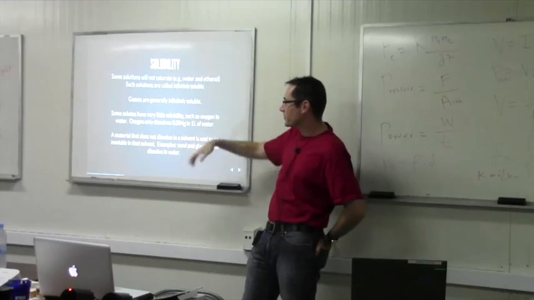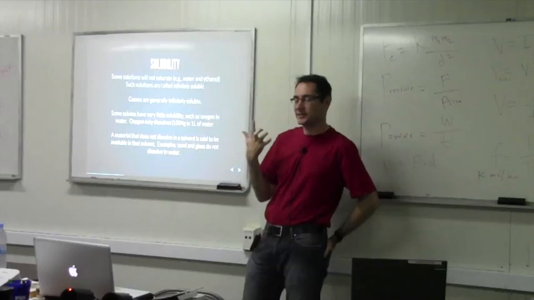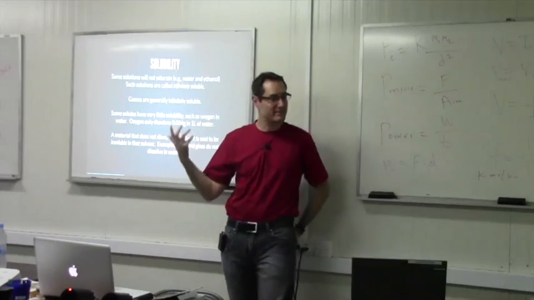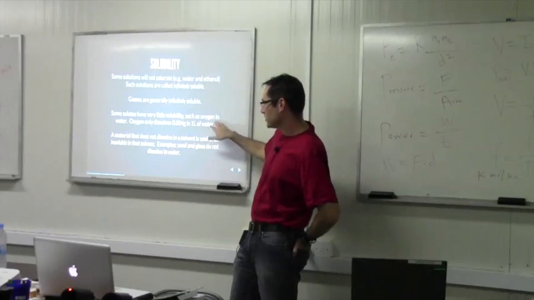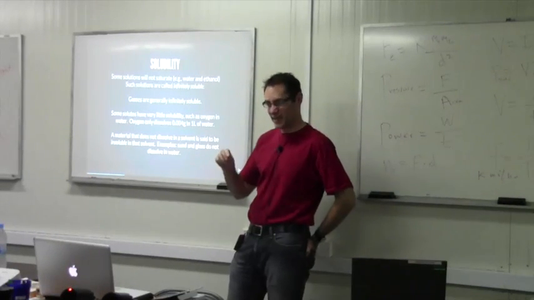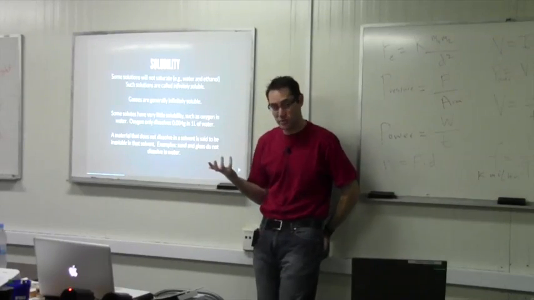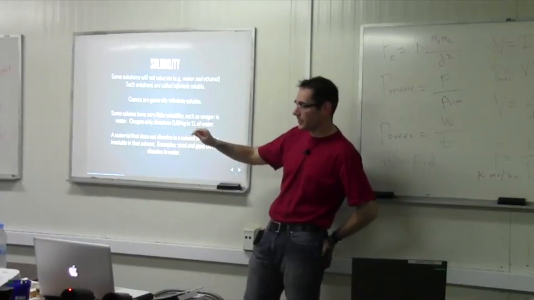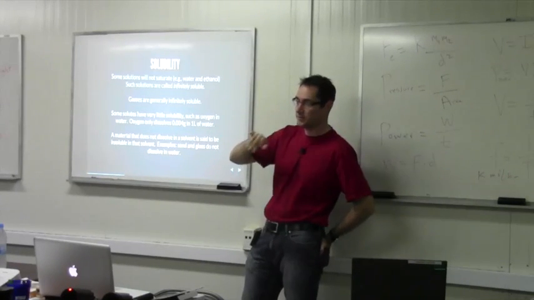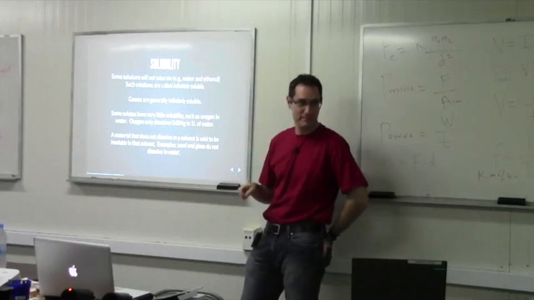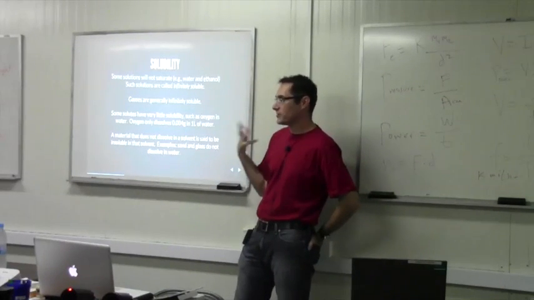Gases are generally infinitely soluble. There's enough energy there that you're never going to get precipitation out of a gas, which would be kind of weird. Other solutes have very little solubility, like oxygen in water. It's actually difficult to put oxygen in water, which is part of the reason that fish could drown. If you turn off the little aerator in your aquarium, fish eventually swim on the surface, and then they stop swimming, because they die.